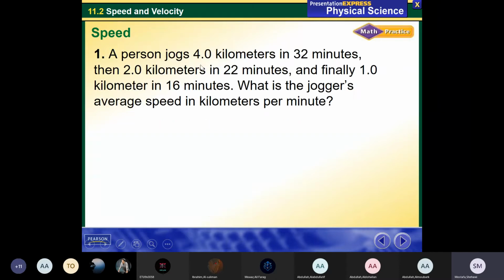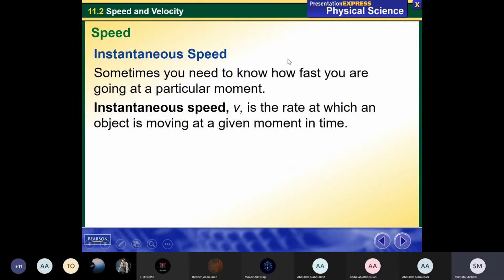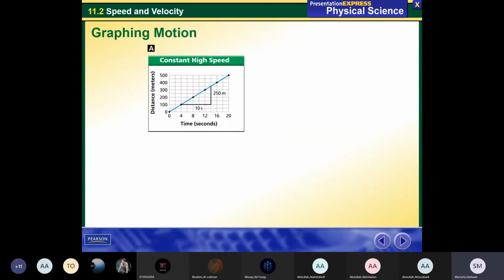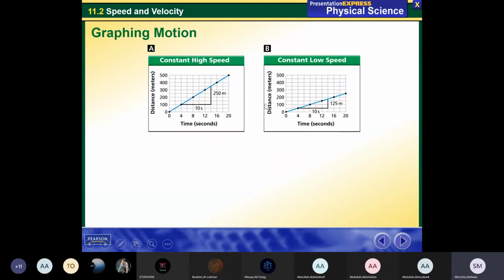And this example is the same. You have to calculate total distance over total time, and this is about it. Graphing, we talked about graphing and said if you have distance and time here, if you want to find the slope, it will equal distance over time, which means by calculating the slope, you are calculating the speed. So rise, which is 250, divided by 10, you will have the slope, which is equal to the average speed, which is distance over time.